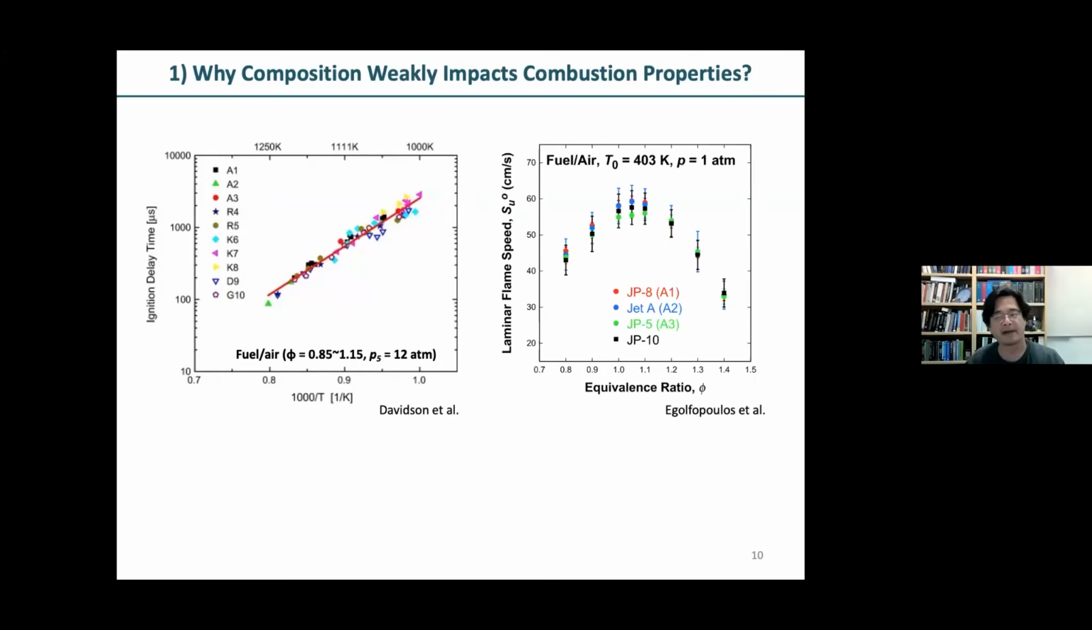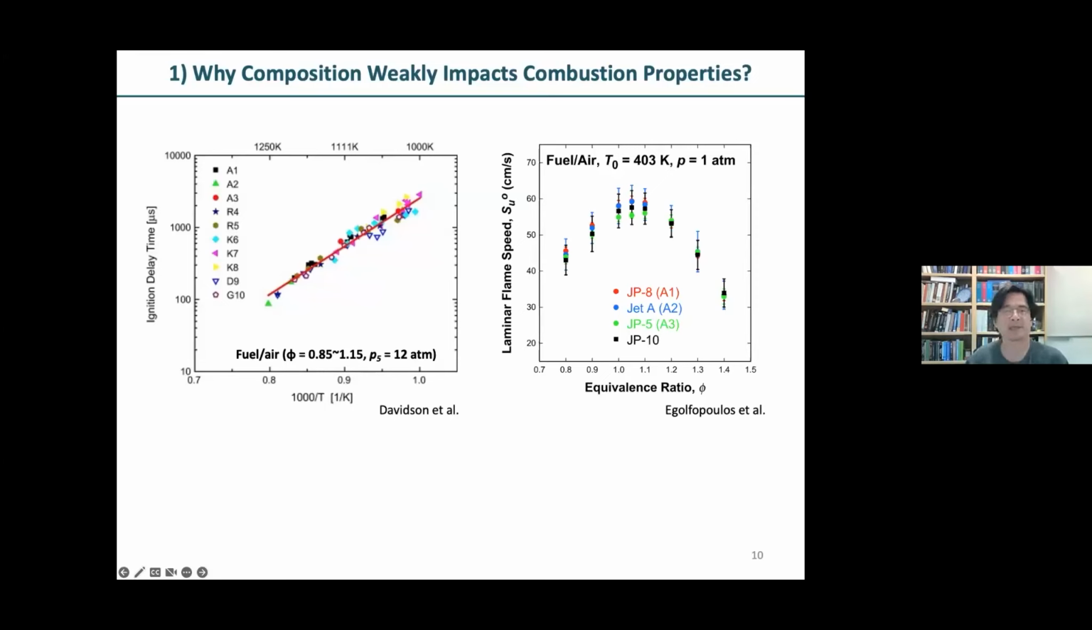What about the flame speed? This is a set of data collected by Fokion Egolfopoulos at the USC. So between JP8, the 3 different jet fuels, and also a rocket fuel called JP10, you find that they all cluster around a range not larger than 5 centimeters per second, whereas the error bar in the measurement is in fact larger than the variation of the flame speed you measure among these fuels.